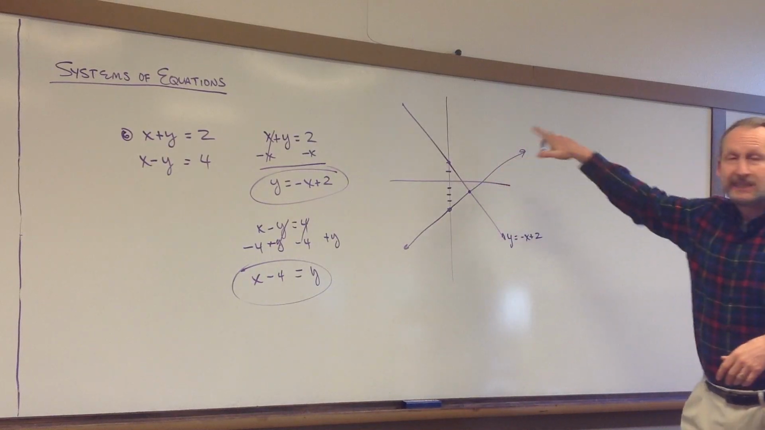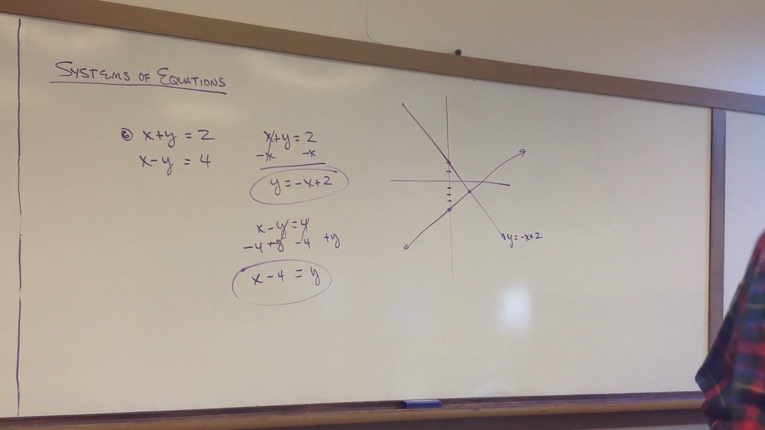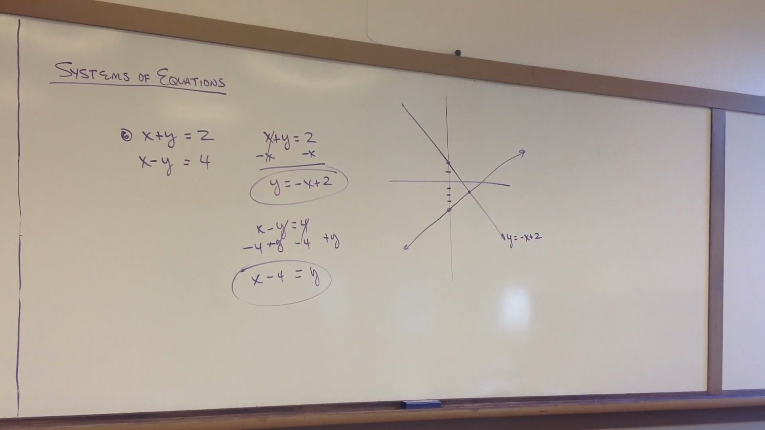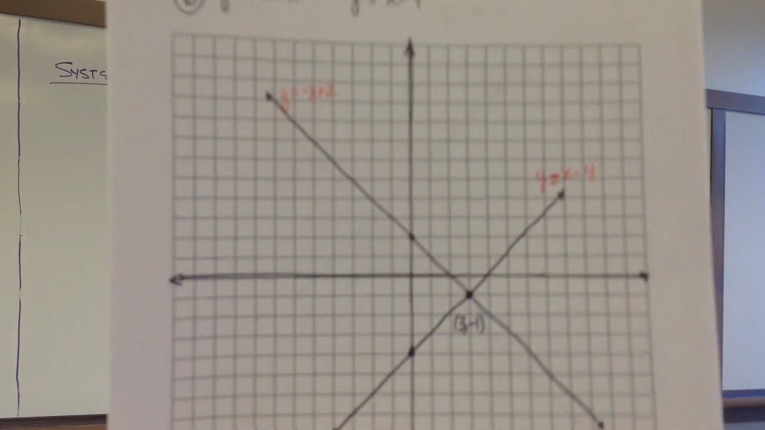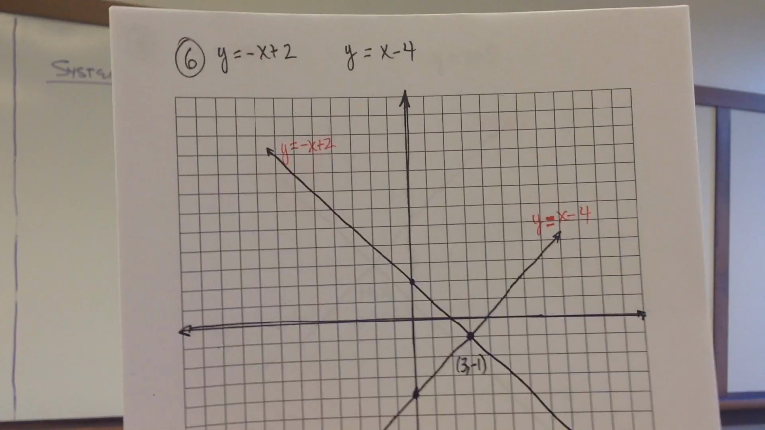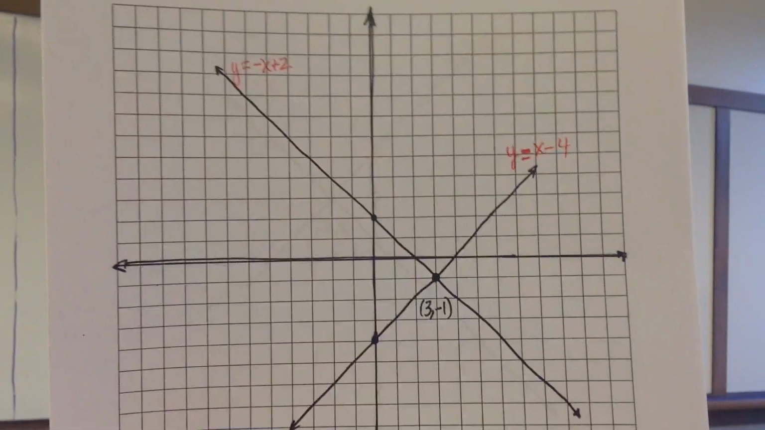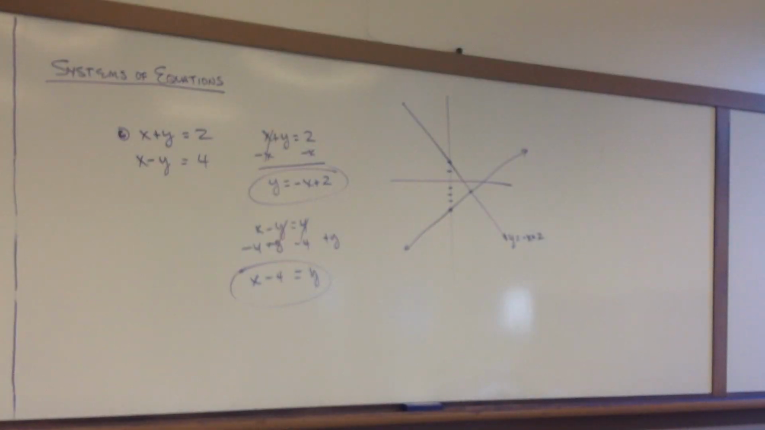Now, because I'm sketching these graphs, it's kind of hard to tell what that point is, and so I took the time to put these graphs on paper so you can see what they look like on the grid. And that's really the key to generating these solutions, is to have this on the grid so you can see what your solution is. So there's the paper version of this. You can see there's the two lines, and then I've identified that intersection point, 3, negative 1.